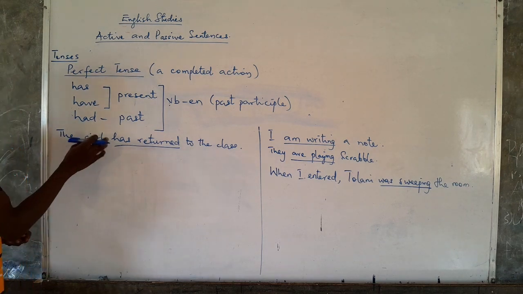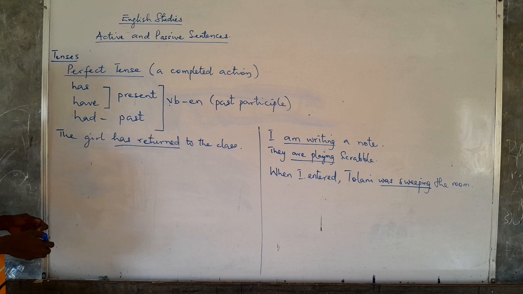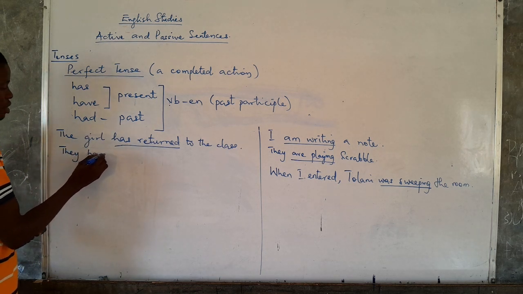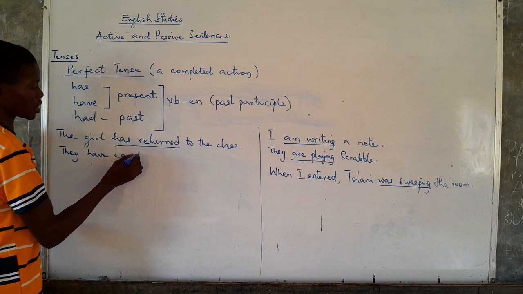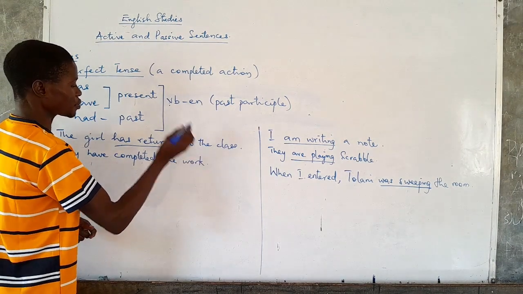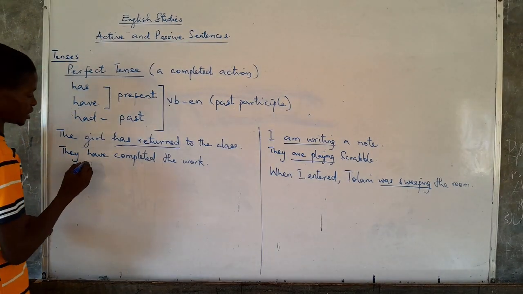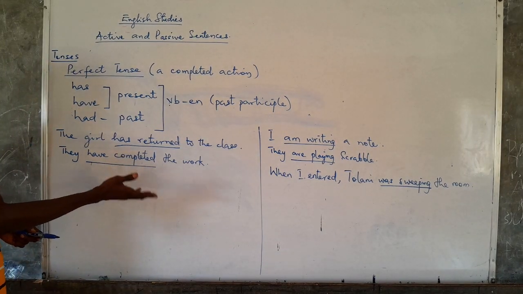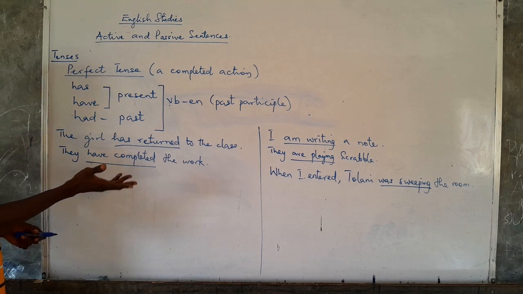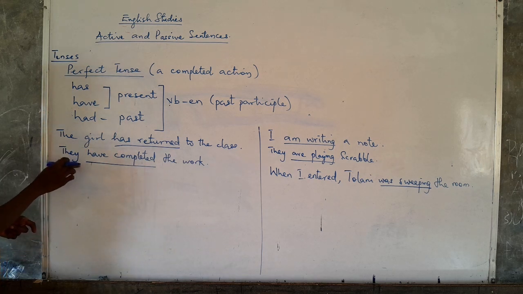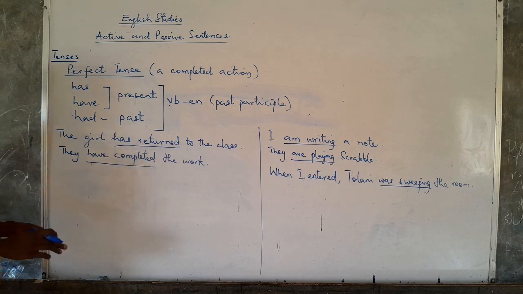If it were plural of third person, it will now take have, like, they have completed the work. We can't say they has completed the work. Meaning that the plural of them, probably two or three or more, have completed the task that they were doing before.